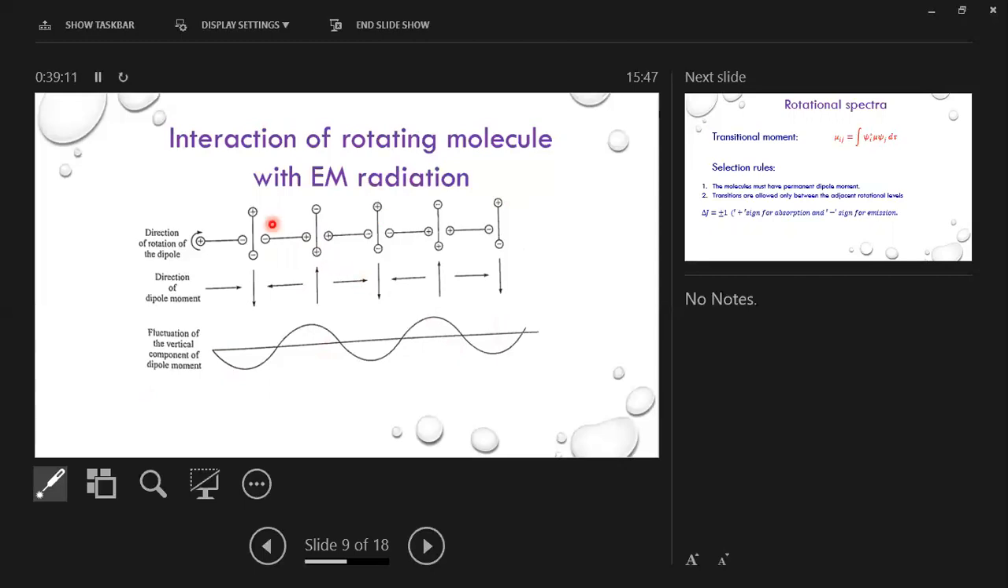Okay, and if this interaction is not there, then it will not show any rotational spectrum. So if the molecule has no dipole moment, this type of rotation does not induce any kind of dipole oscillation. So it will not interact with the electromagnetic radiation, and it will not show any rotational spectra. Okay, so it's clear now.